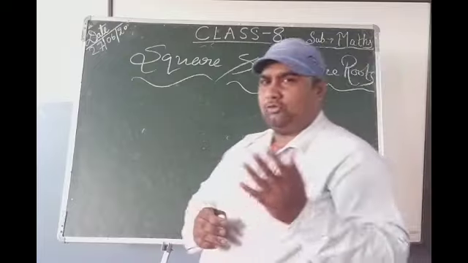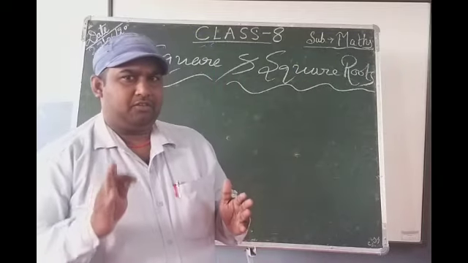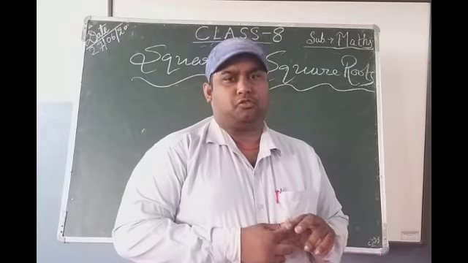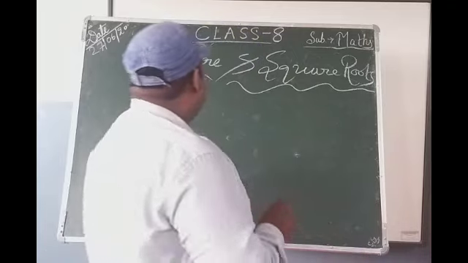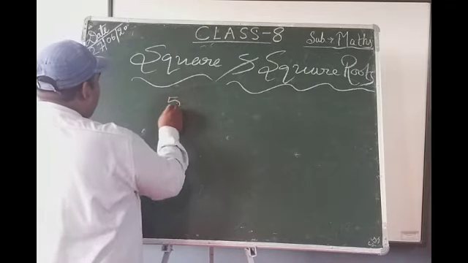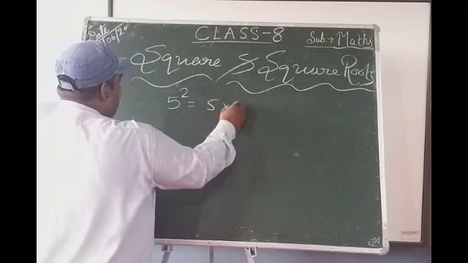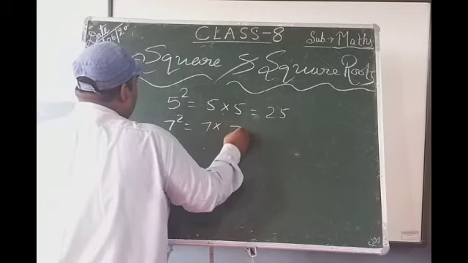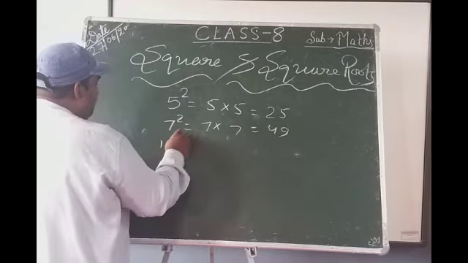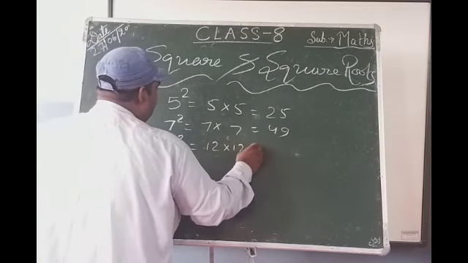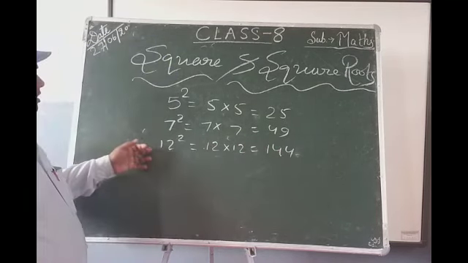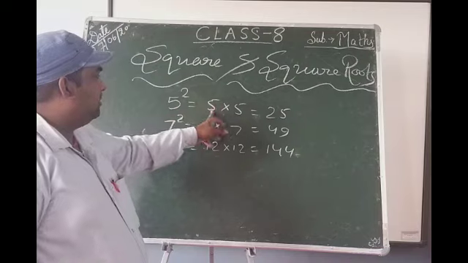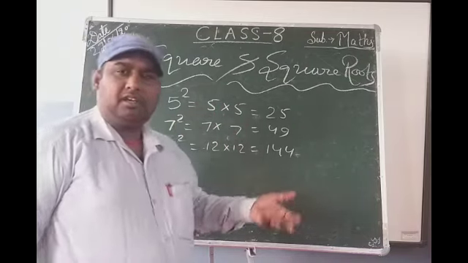Now, what is a square? We have discussed that when a number is multiplied with itself, the product is known as the square of that number. Suppose we have 5 and we have to find 5 square. It will be written as 5 into 5, so we can write 25. 7 square is 7 into 7, which is 49. 12 square is 12 into 12. All this is new for you, but you know multiplication, and square means a number multiplied with itself. 2 means 2 times. If 3 times, it becomes the cube.